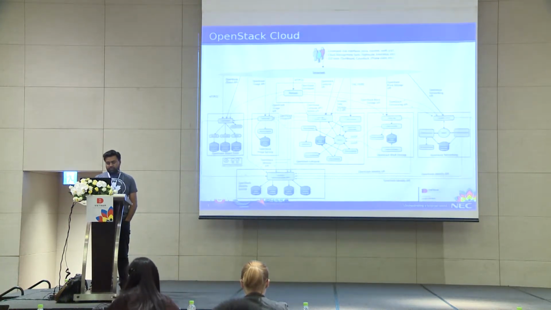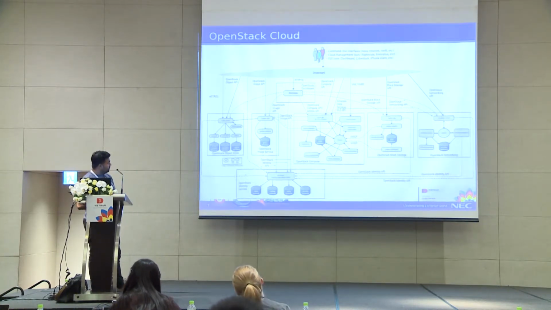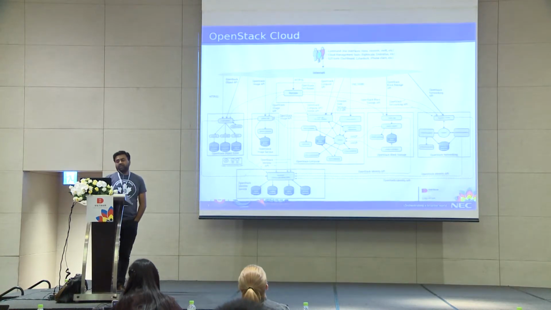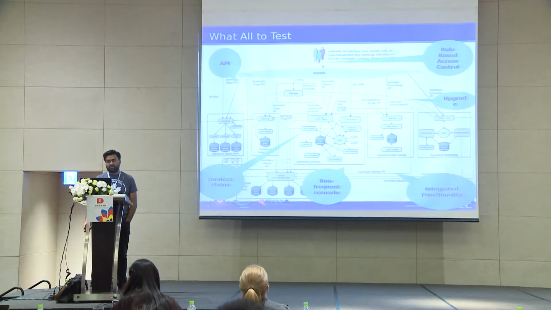To give a brief, this is what an OpenStack cloud looks like. This diagram shows that it is based on interface APIs, and there are different services interacting with each other as well as with their external interfaces. So now the question comes, what do we need to test on this? Upstream, there is testing, and upstream releases make sure stability is there. So what do I need to test in my production cloud?